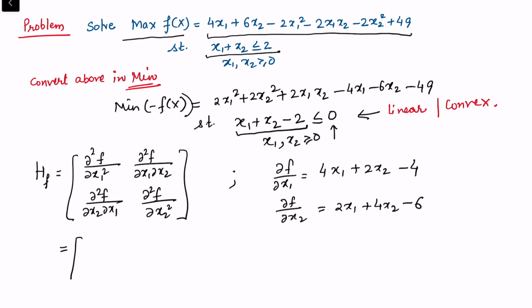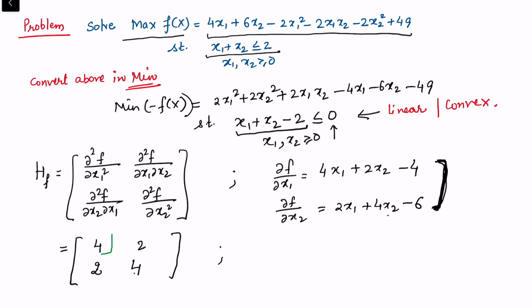Then we take the second order partial derivative of the first term and this with respect to x1, and put it here. So this is 4 and here we'll get 2. Then find the partial derivative of both these terms with respect to x2 and place it here. So with respect to x2 we got 2 here, and with respect to x2 in the second one we got 4 here.